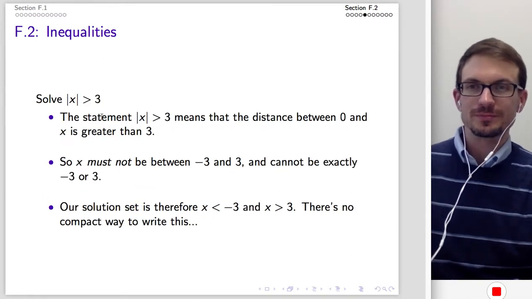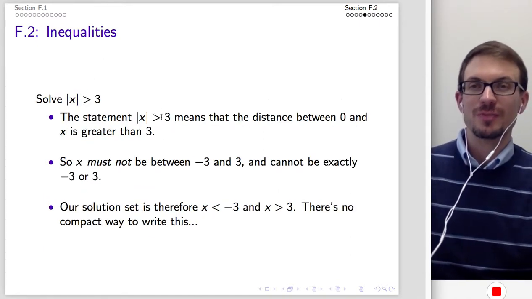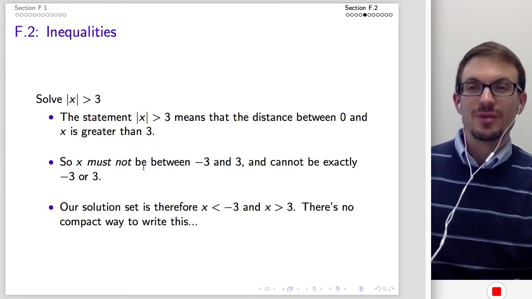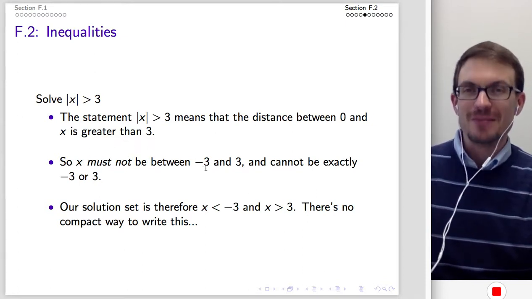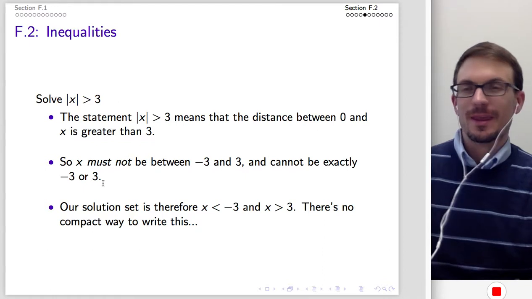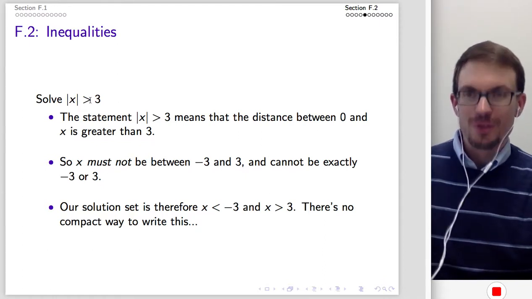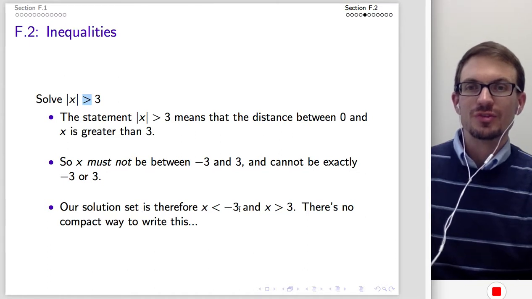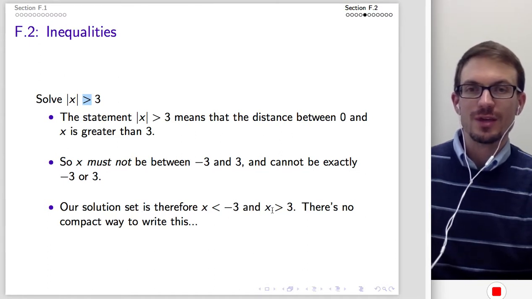Okay. Suppose we have absolute value of x is bigger than 3. This means the distance between 0 and x is greater than 3. Well, we need that x is not between negative 3 and 3. It can't be closer to 0 than 3 in absolute value. And it cannot be exactly minus 3 or 3 because this does not have an or equal to. This is just a greater than. So our solution set are x is smaller than negative 3 and larger than positive 3.